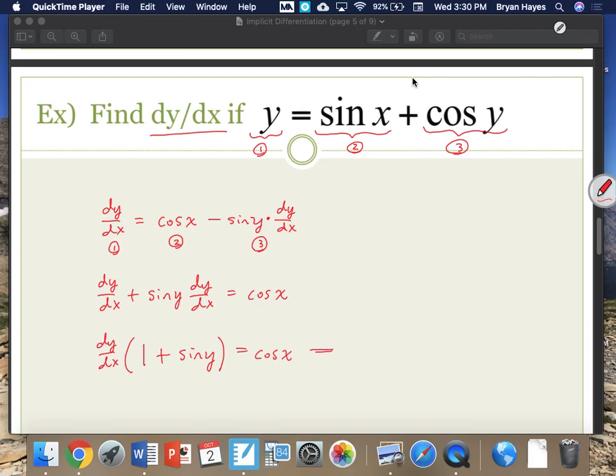And then we're going to divide that 1 plus sine of x, 1 plus sine of y out. So we'll say that the derivative of y with respect to x is the cosine of x over 1 plus the sine of y. There's our derivative.